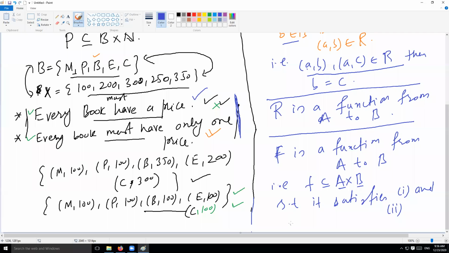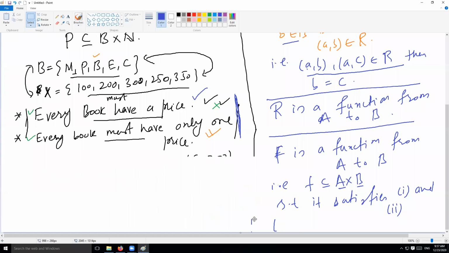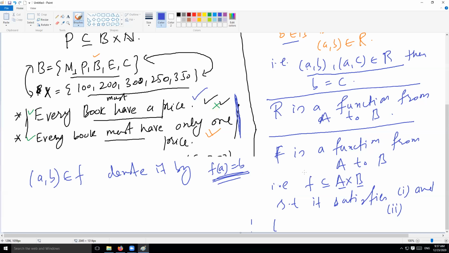So here is a notation that I must mention. This is all just formalization of very natural kinds of ideas. Whenever I have to say that A and B are in relationship with F, where F is some function that satisfies conditions 1 and 2 mentioned above, then I will denote it by F of A equal to B. So this is just a symbol.